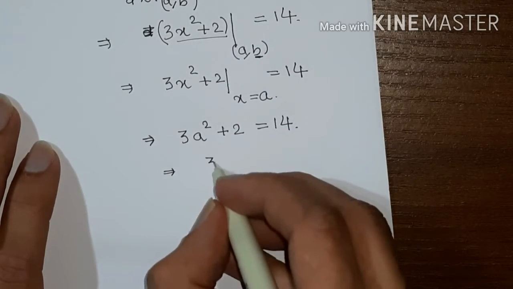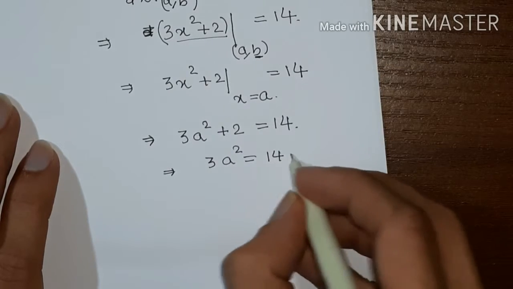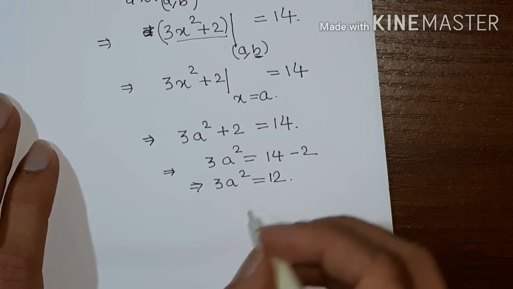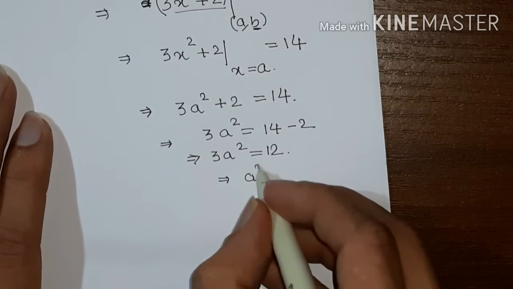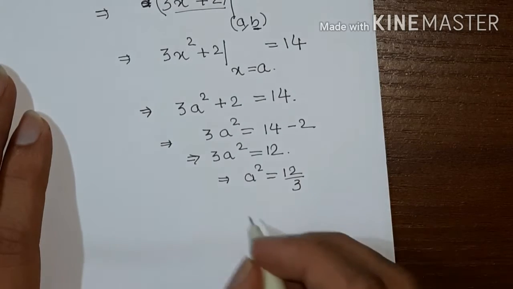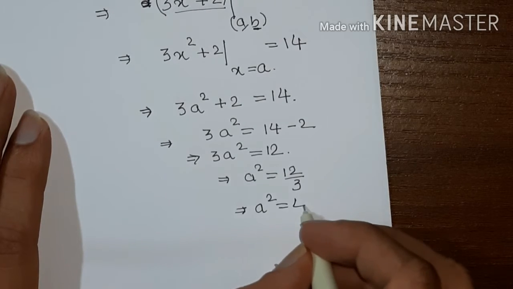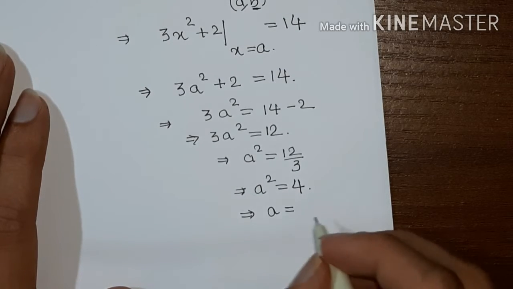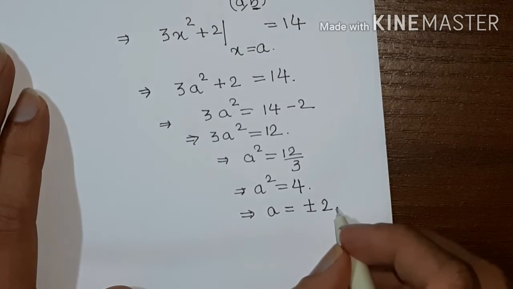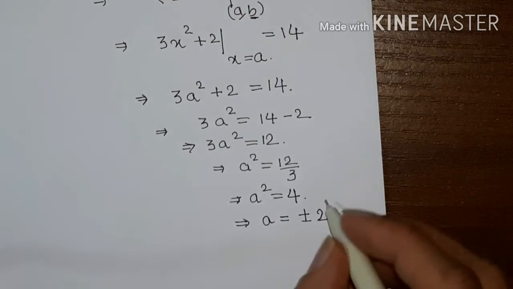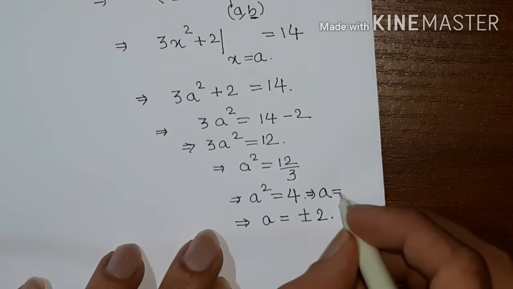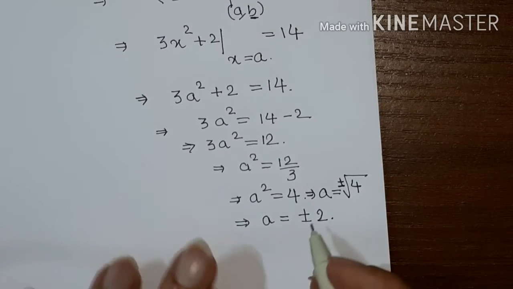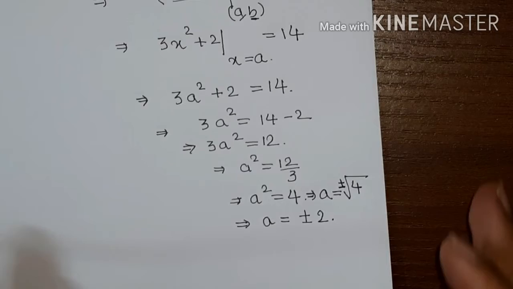So that means what? 3a² is equal to 14 minus 2. So 3a² = 12. So a² = 12 divided by 3. So a² = 4. So that means a is equal to what? Plus or minus 2, right? If you take the square root on both sides, you will get a = ±√4. So you will get a = ±2.